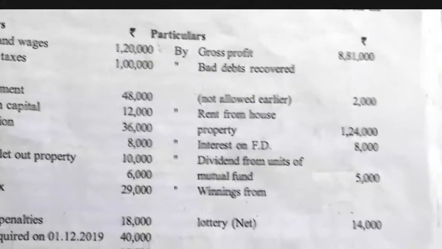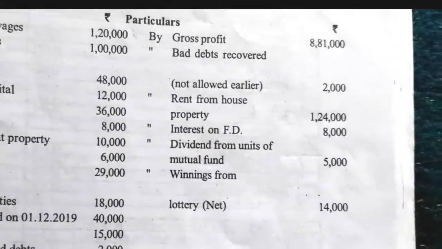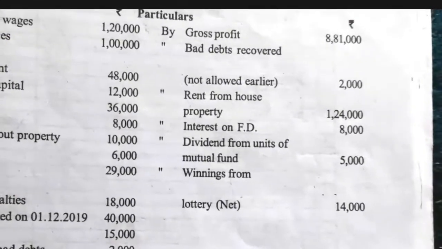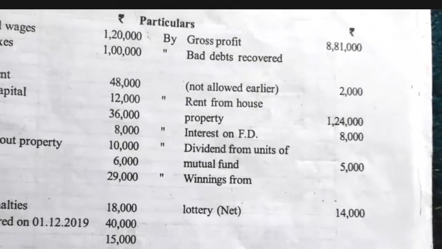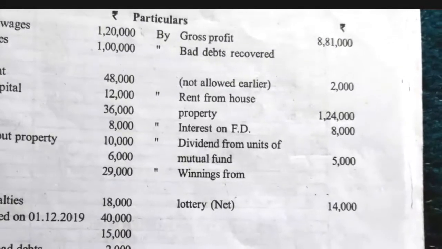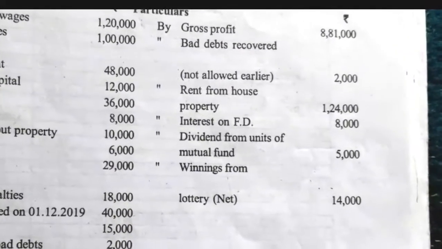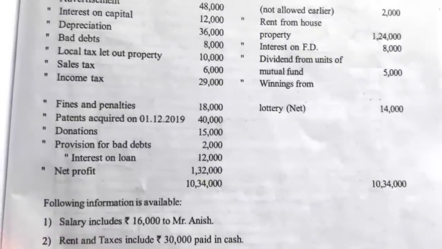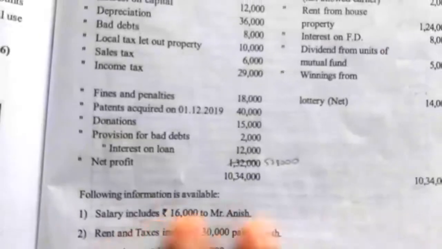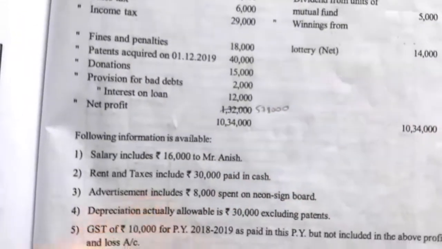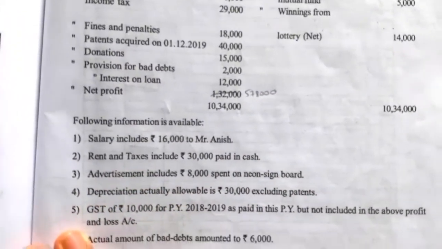On the credit side, bad debt recovered, allowed earlier, rupees 2,000, rent from house property rupees 1,24,000, interest on fixed deposit rupees 8,000, dividend from units of mutual fund rupees 5,000, winning from lottery rupees 14,000. So the net profit is rupees 5,78,000. The total of both sides is 10,34,000.